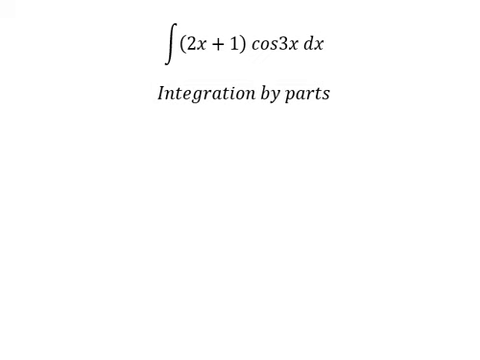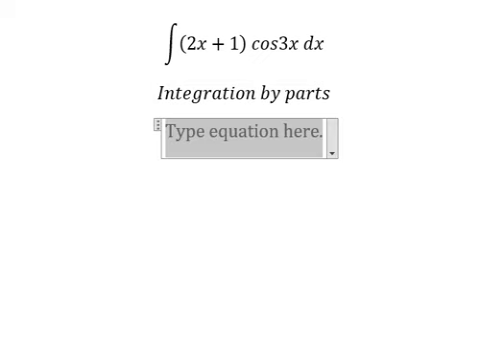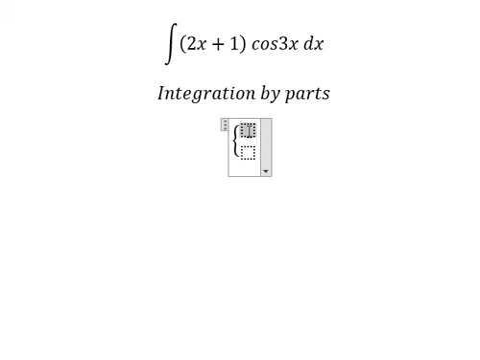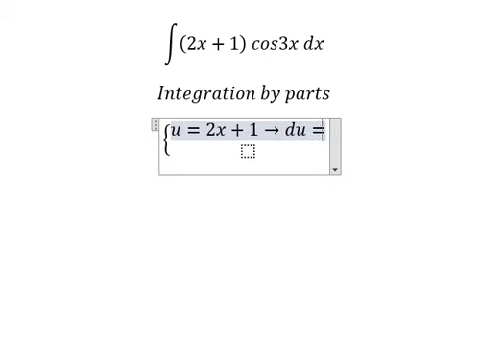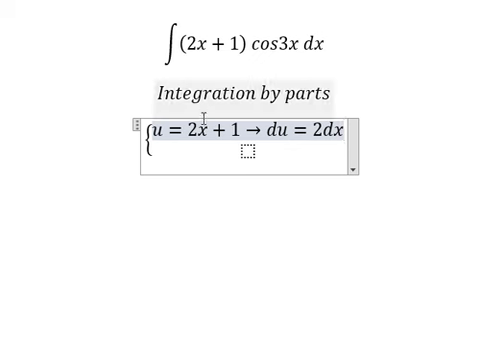So I will put u equals 2x plus 1. Later we need to take the first derivative of both sides. Here we have du equals 2 dx, because the first derivative of x is the number 1. This one is a constant, so you get 0.